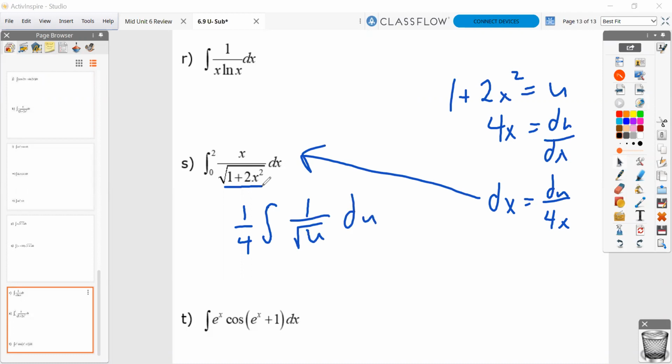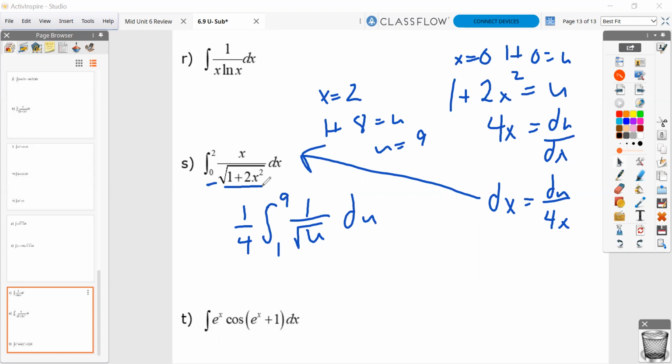However, because we have bounds here, we have to change those, which means we don't have to plug u back in. Once we integrate, we don't have to worry about plugging u back in. We plug 0 in. If x equals 0, that becomes 1 plus 0 equals u, so the lower bound is 1. And then we do the same thing with 2. If x equals 2, that becomes 1 plus 8 equals u, so u is 9.